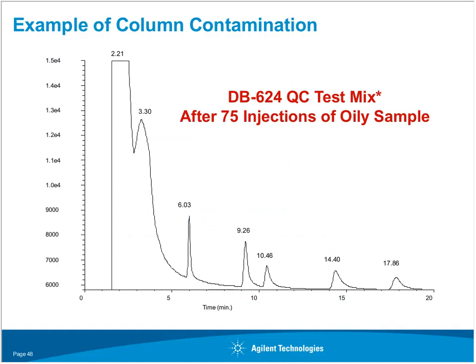We're looking at column contamination here. This is the same column after 75 injections of an oily sample. So what's happening is this column is becoming a different thing. This oily material has probably contaminated the liner and has started to head toward the column and actually coat the column.